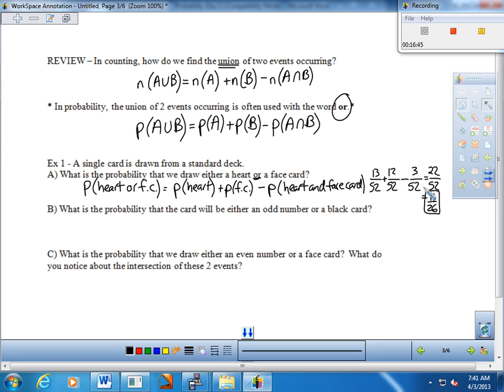Okay, let's go ahead and do letter B. Letter B says, what is the probability that the card will either be an odd number or a black card? And so let's go ahead and put this in place, odd or black. And so I'll write out my notation. You want to do the same. Might not be a bad idea. There we go. So the probability that it's odd plus the probability that it's a black card. And then just be careful. We want to subtract away odd and black. Excellent. And so that's what this is going to look like.